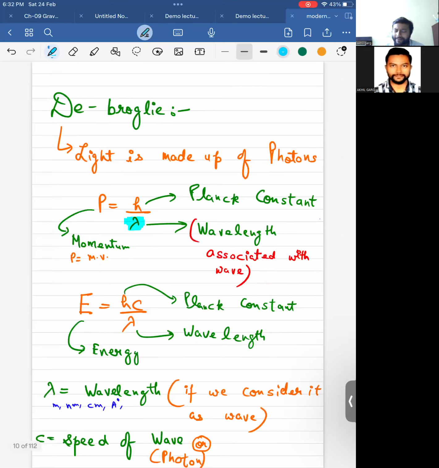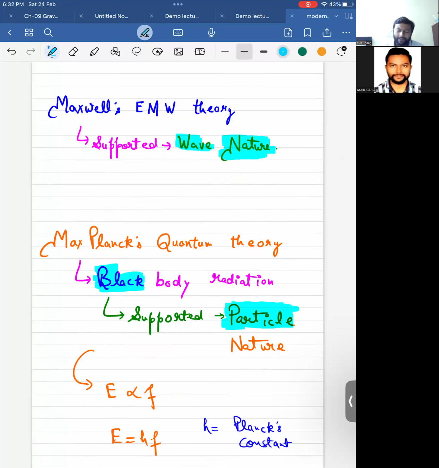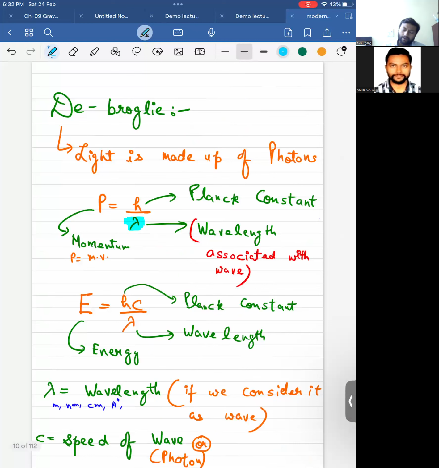Maxwell's electromagnetic wave theory supports only the wave nature of light. Max Planck's quantum theory explains black body radiation, which supported the particle nature also. De Broglie suggested that light is made up of photons. The momentum of a photon is given by h upon lambda. Energy is hc by lambda. Lambda is the wavelength of the photon, h is Planck's constant, and c is the speed of light.